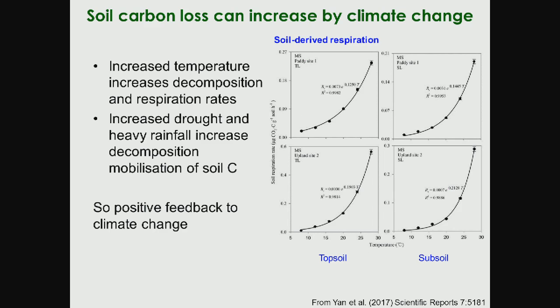Other processes that are linked to climate change, so increased drought incidents, increased heavy rainfall, such as what we seem to be seeing at the moment, also increase decomposition rates, and also increase mobilisation of carbon from the soil. So this gives rise to this positive feedback. As these temperature conditions increase, this is driving more carbon dioxide release from the soil. Obviously, then this is fuelling more temperature changes, and it becomes this positive cyclic change.